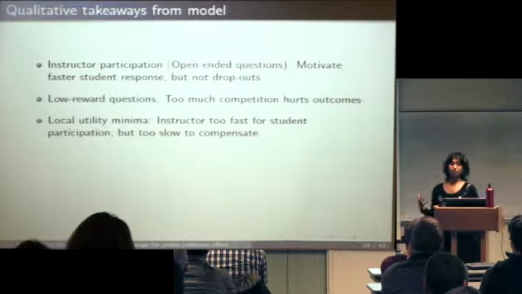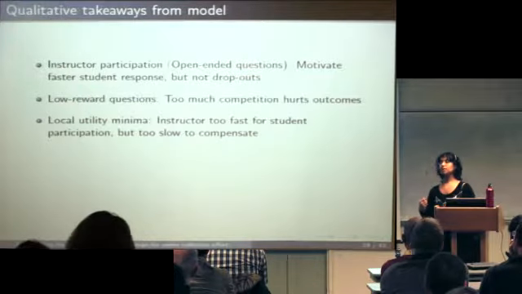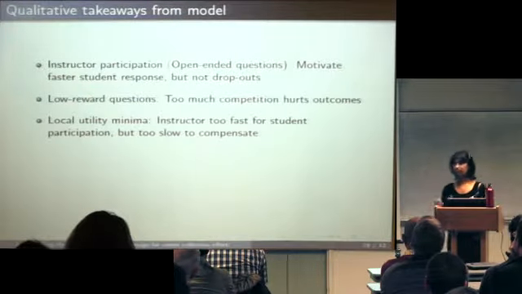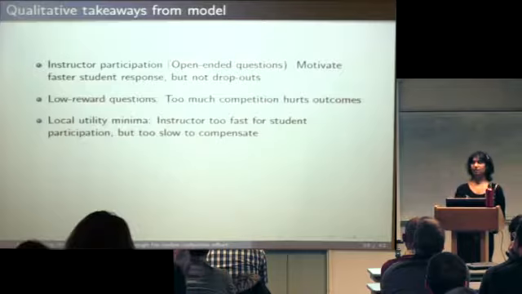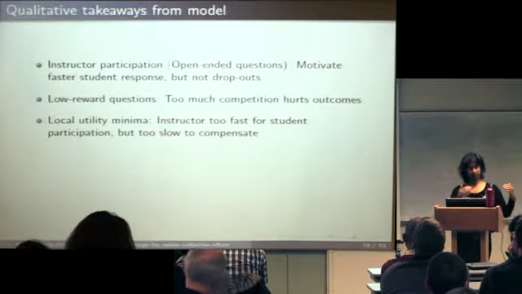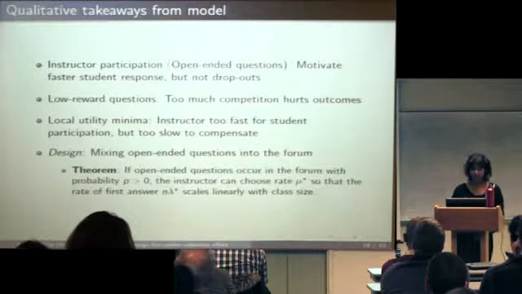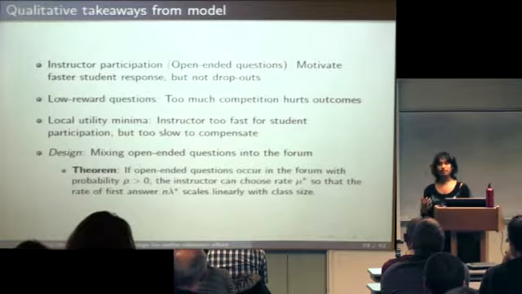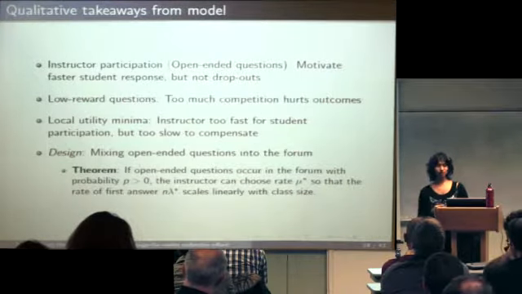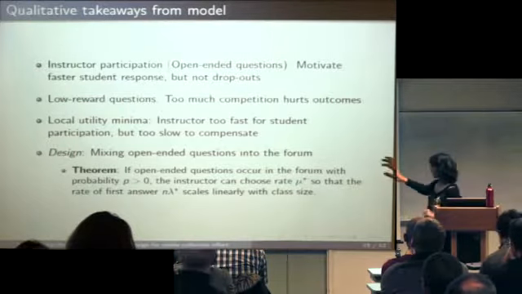And here there are local utility minima where the instructor could go at a pace which is neither good for herself nor good for the class. Neither does the class respond as best as it could, nor does the instructor step back and do other things as best as she could. What does this kind of analysis tell us about design, what an instructor could do?